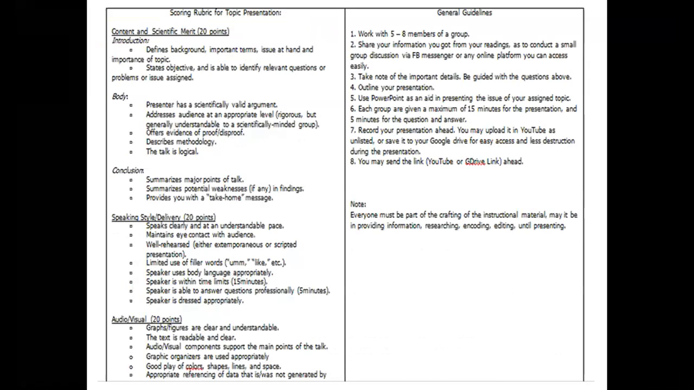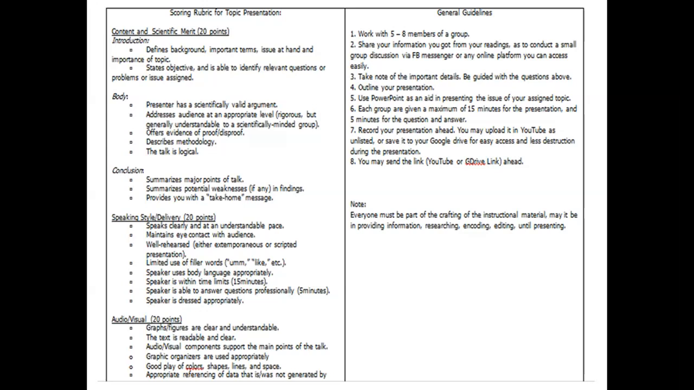I just would like to present to you the scoring rubric for your topic presentation, such as the content and scientific merit. We have 20 points for the introduction, body, and conclusion. For speaking, during the delivery, you have 20 points. And the audio visual, we have 20 points again because we'll be dealing with graphs and figures. The text must be readable and clear, the graphic organizers, if there are any, must be very visible. And then there must be an appropriate referencing of data. And of course, the general guidelines.